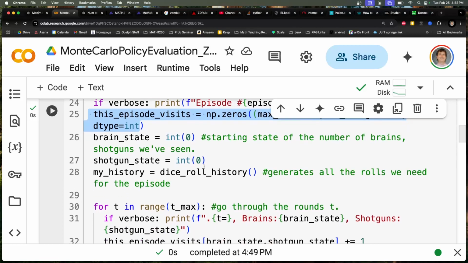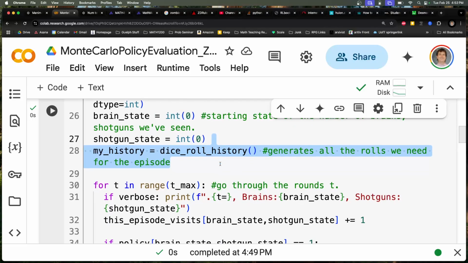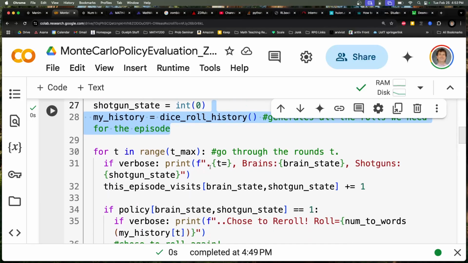All right, we start at 0, 0, and then we simulate all the dice using the simulator function from before. So in practice, if this was like a robot or something, we would run the robot for 5 minutes or something. But in this case, we just call the function that gives us the result.